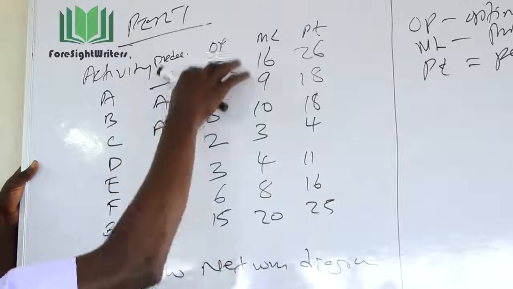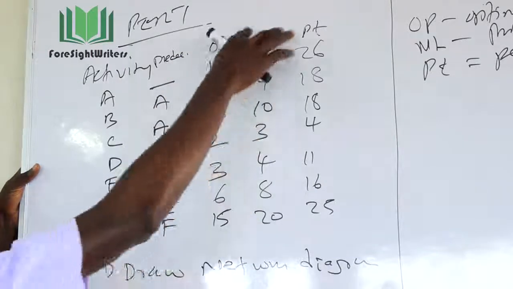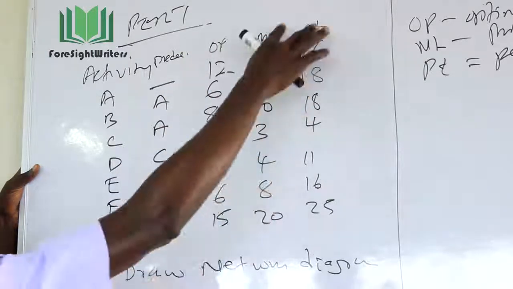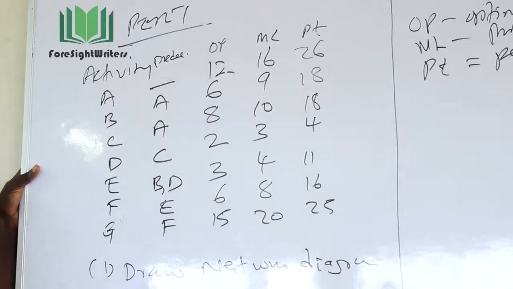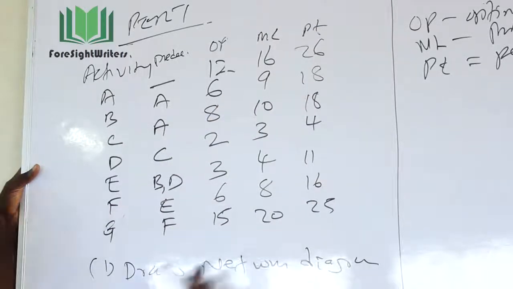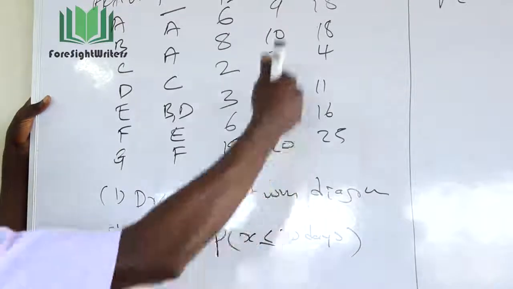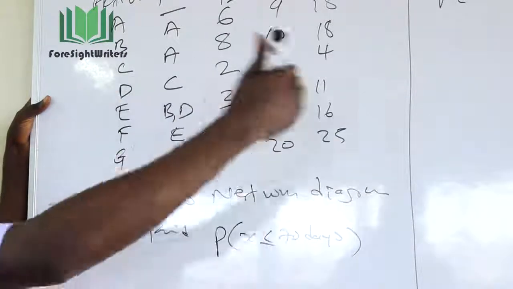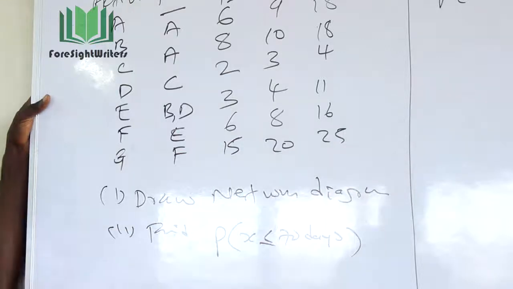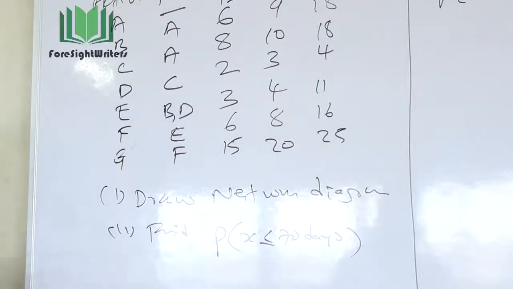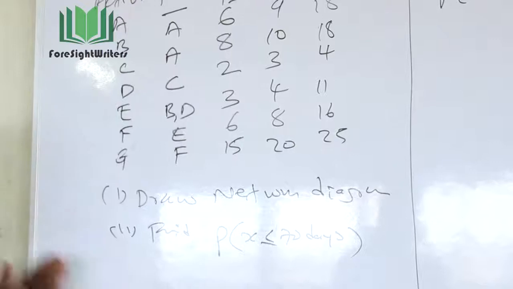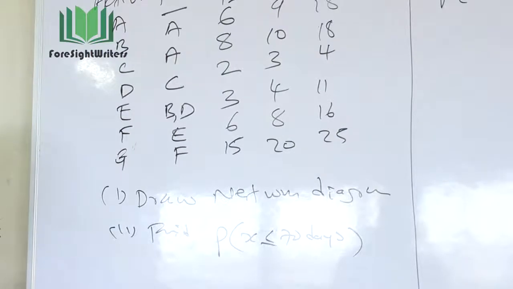Various time estimates in terms of days have been presented as shown in the diagram below. The first question that we are expected to answer is to draw the network diagram. We are supposed to present this network diagram, or draw the network model. So we need to know straightaway what are some of the things that we require before we draw the network diagram.